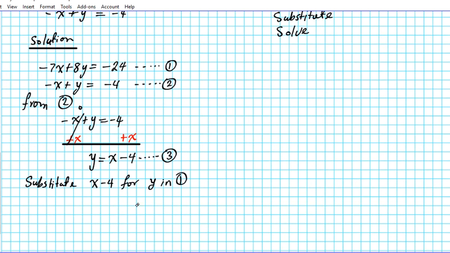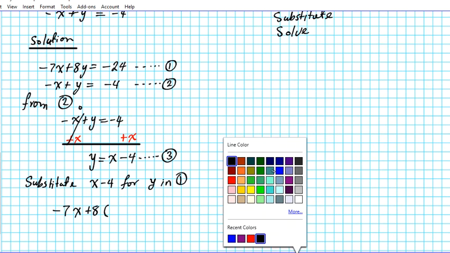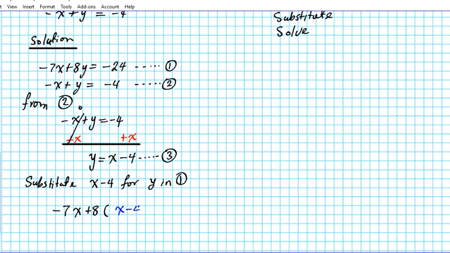Alright, so we have that. Now let's carry out the substitution. From equation 1, we're going to have negative 7x plus 8. Now instead of y, we're going to replace y with what y is equal to from the second equation, which is x minus 4. So we took this x minus 4 that we got from equation 2 and we plugged it right into equation 1. Okay?